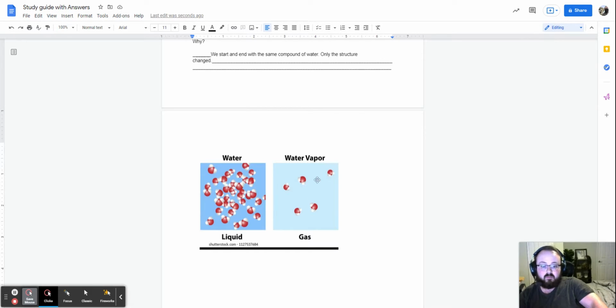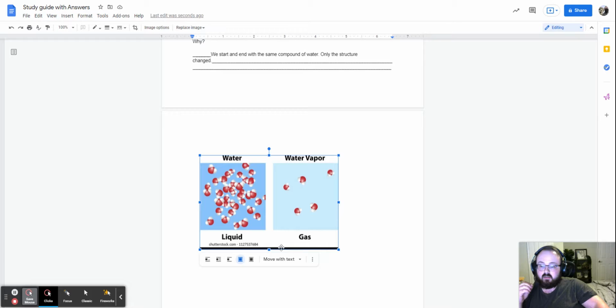There's not as many of them. They don't really interact with another as much. So we changed the structure, but not the compound itself. This looks the same as this. So it is a physical change. The bonds are still intact. We could draw that out.